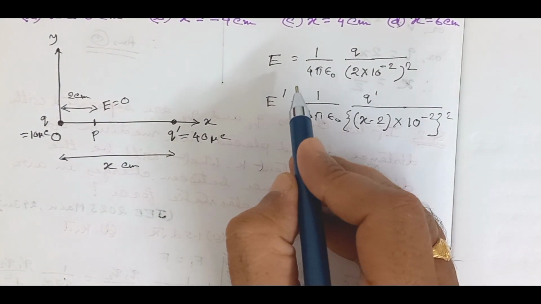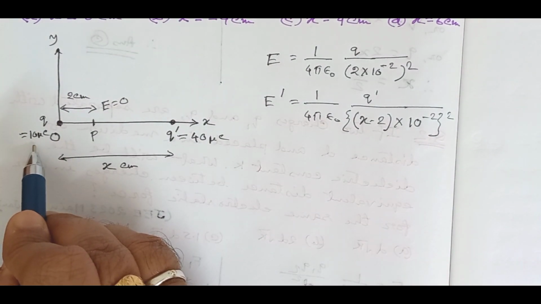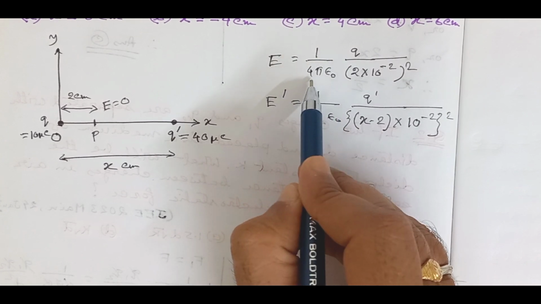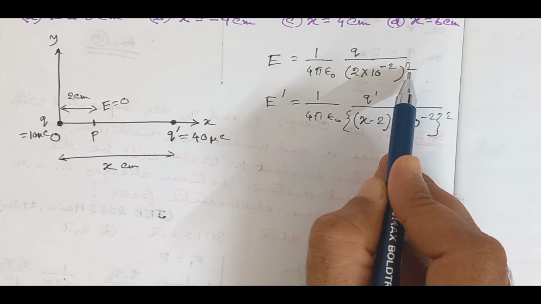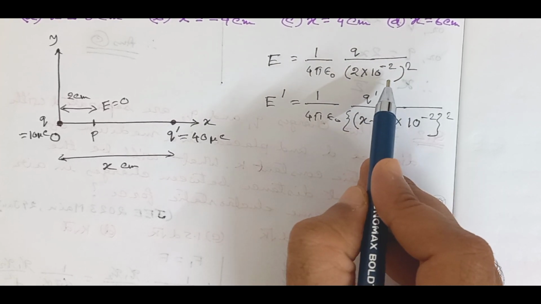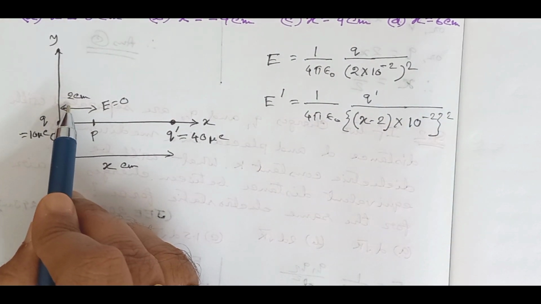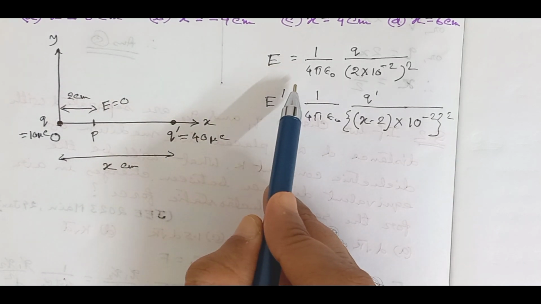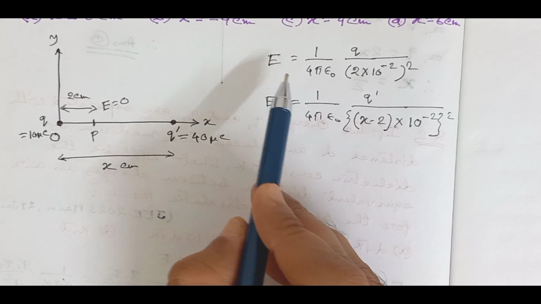So the electric field due to the charge 10 microcoulomb is 1 by 4 pi epsilon 0 q into 2 into 10 to the minus 2 whole square. This term is because the distance here is in CGS units, but we are calculating the entire equation in SI units.